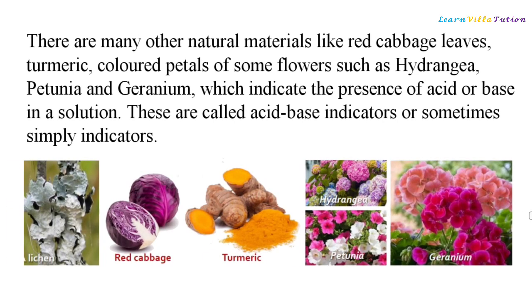There are many other natural materials like red cabbage leaves, turmeric, colored petals of some flowers such as hydrangea, petunia and geranium, which indicate the presence of acid or base in a solution. These are called acid-base indicators or sometimes simply indicators.